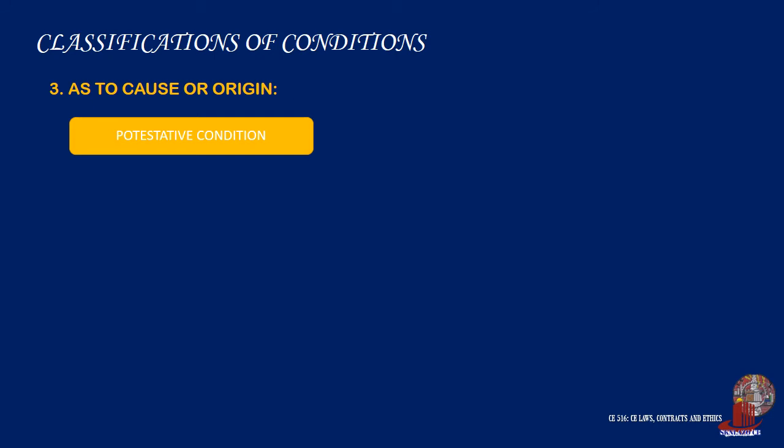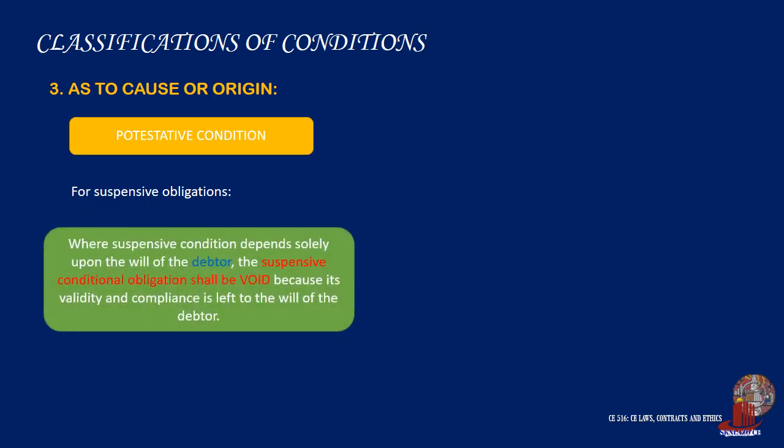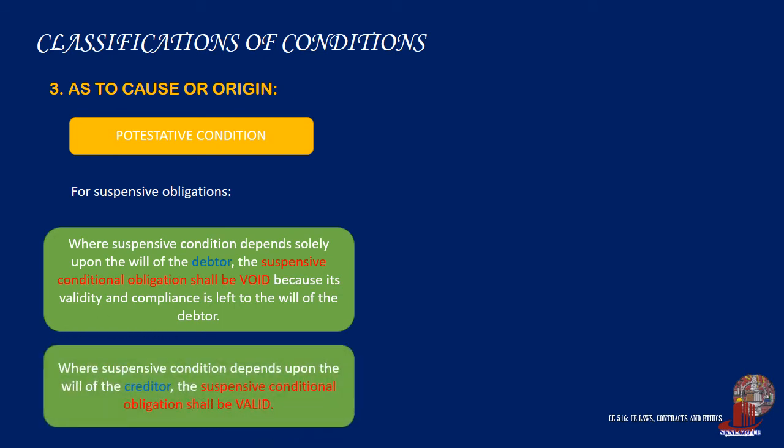Where suspensive condition depends upon the will of the debtor, the conditional obligation shall be void because its validity and compliance is left to the will of the debtor, and it cannot, therefore, be easily demanded. In order not to be liable, the debtor will not just fulfill the condition. There is no burden on the debtor, and consequently, no juridical tie is created. If the condition depends exclusively upon the will of the creditor, the obligation is valid.